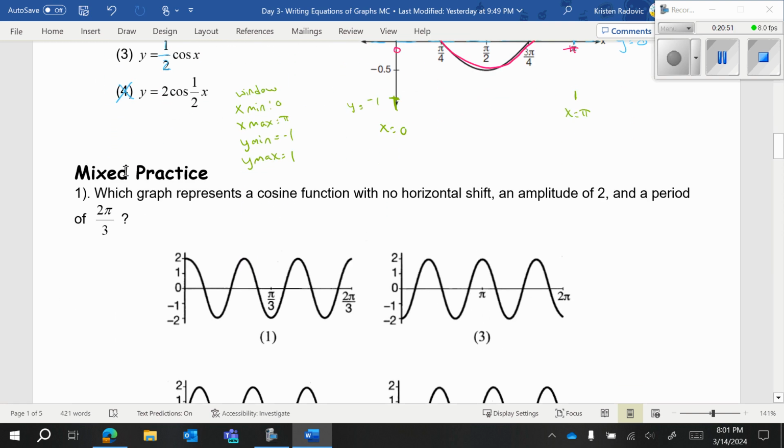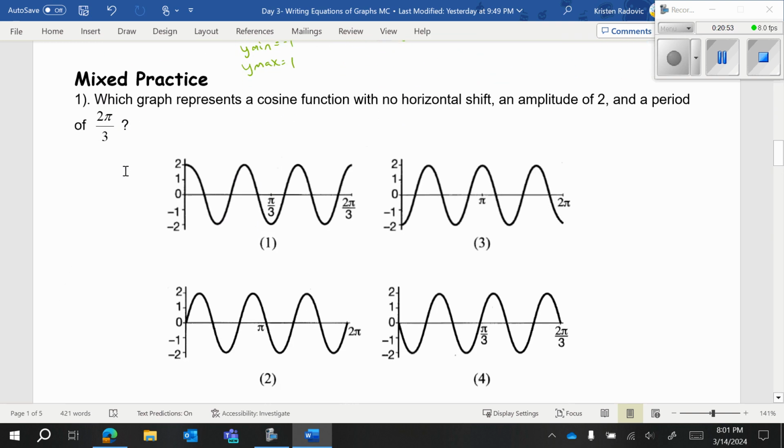Okay, let's try some mixed practice. And some of these get pretty confusing. They want to know which one represents a cosine function. Cosine, positive cosine, starts at the max. Negative cosine starts at the minimum. So this one starts at the max. This is positive cosine. That's great. This one starts at the min. This is negative cosine. Great.